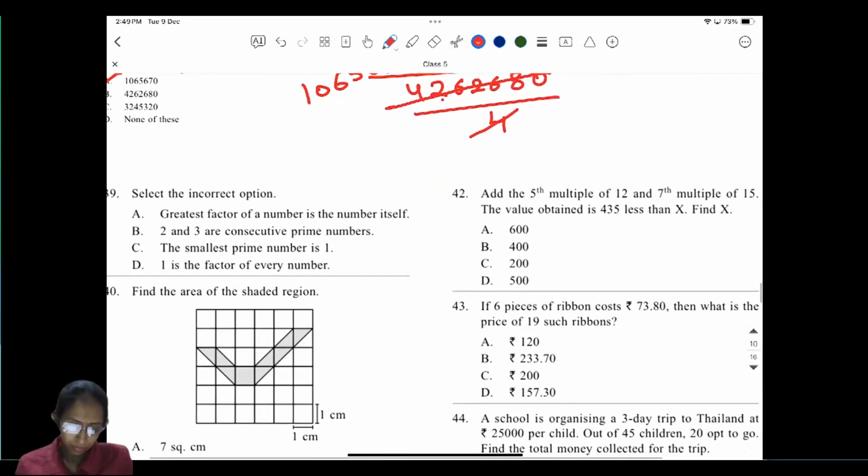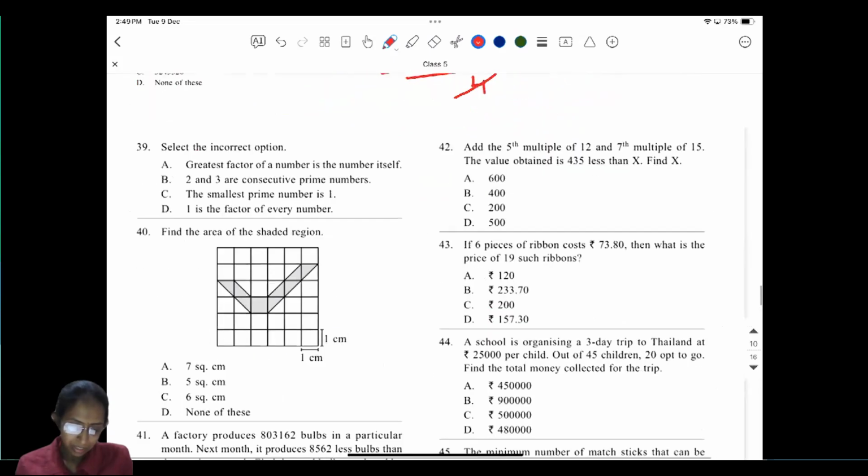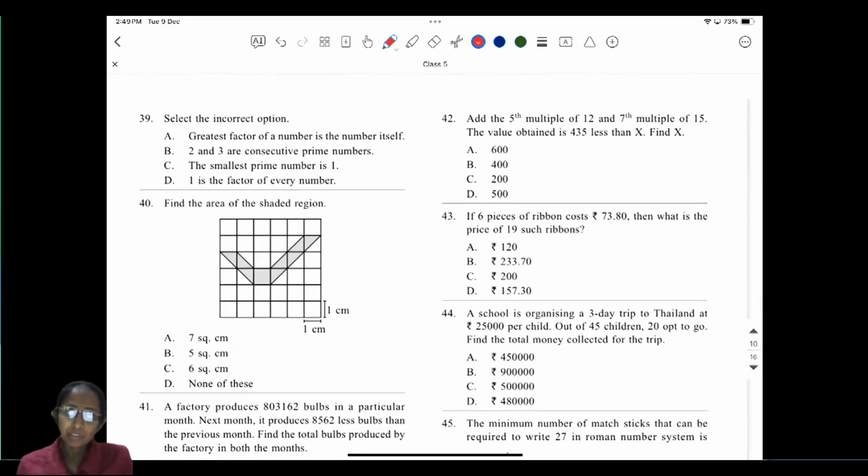Now coming over to the next question 39. Select the incorrect option. Greatest factor of a number is number itself. Yes, every number has the greatest factor as number itself. 2 and 3 are consecutive prime numbers. True. The smallest prime number is 1. No. 1 is neither prime nor composite. So this is the incorrect one.